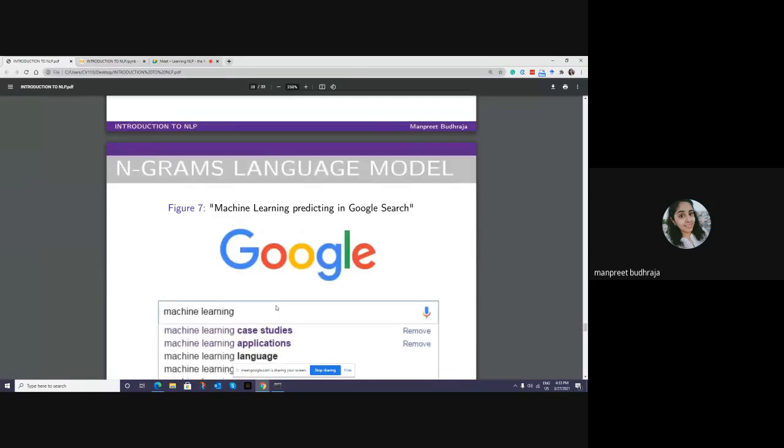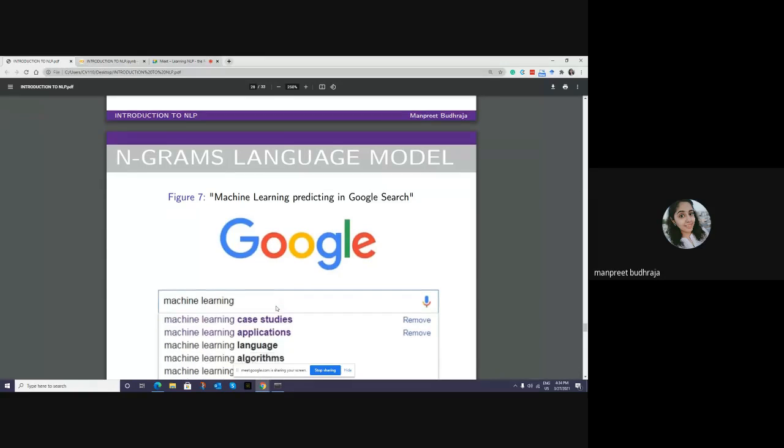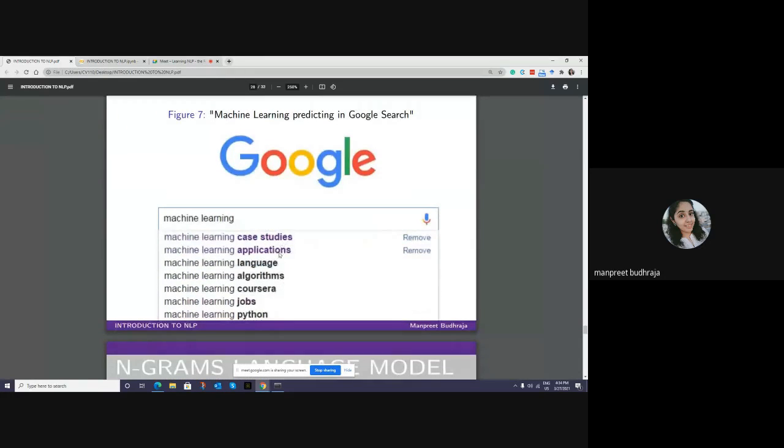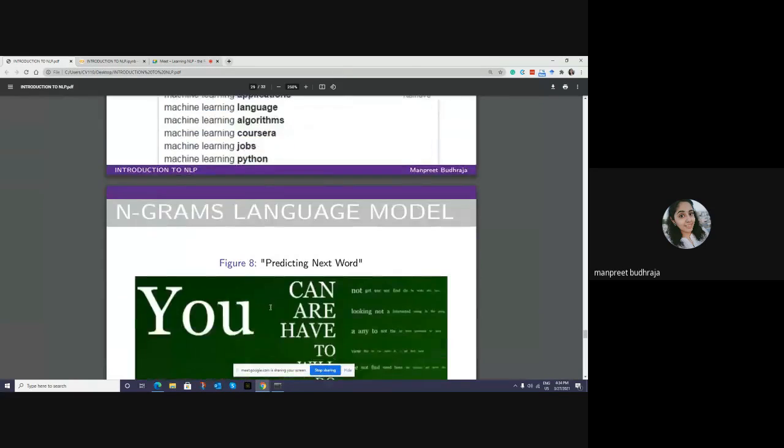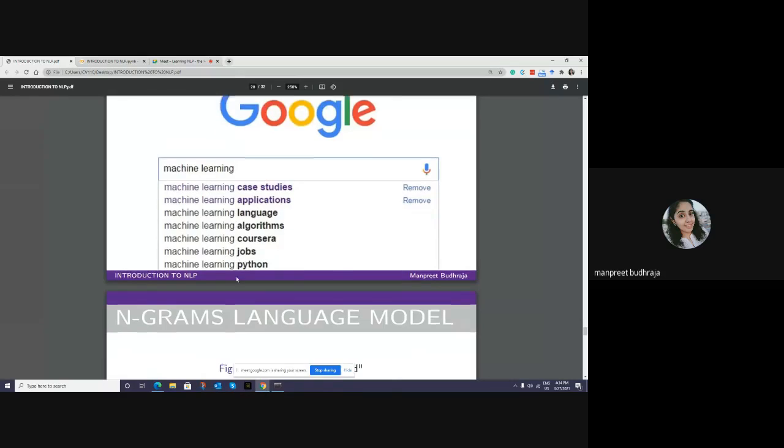Okay. Now you have language model, the last topic. Whenever you do a Google search, it would tell you a lot of these things, and it might differ from what I am searching to what you are searching. Machine learning case studies, machine learning applications. It would be based on my searches, while if you search, it would show something else.